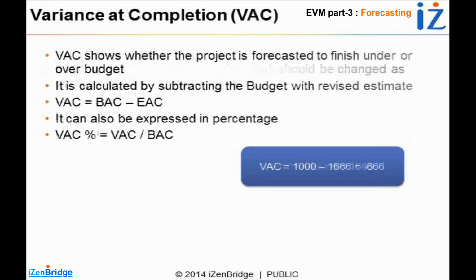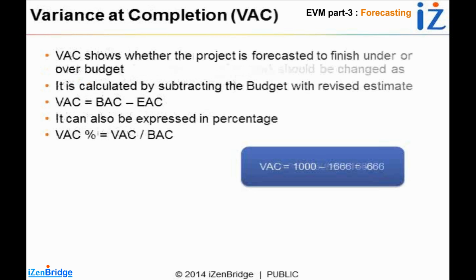The third indicator for forecasting is variance at completion. It's very simple. It is just the difference between the previous baseline budget and the new estimate at completion. Similarly, a negative variance is a bad thing, meaning we are asking for more money than initially estimated. Positive variances are good things. We can also look at variance at completion in percentage terms, where we divide the VAC by budget at completion.